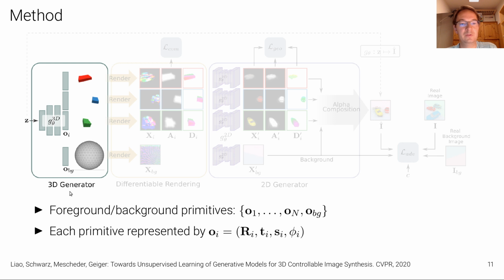I will leave the exact form of these primitives open for now, and we'll come back to them in the experiment section because we use different primitives. We use points and cuboids and spheres and other sorts of primitives for our experimental evaluation.